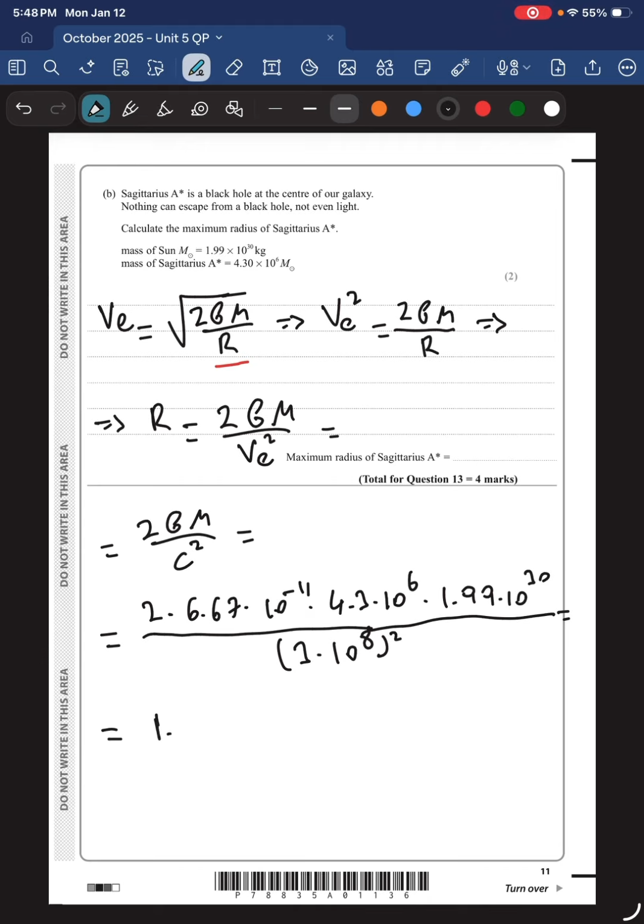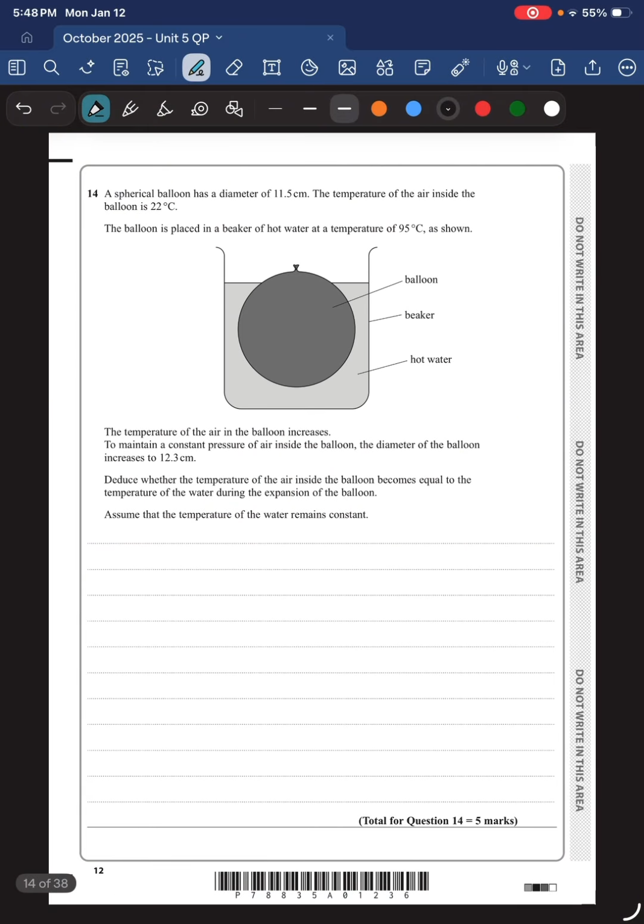Okay, so the answer is 1.27 times 10 to the 10 meters. Okay, and that's our answer. All right, let's move on to question 14.